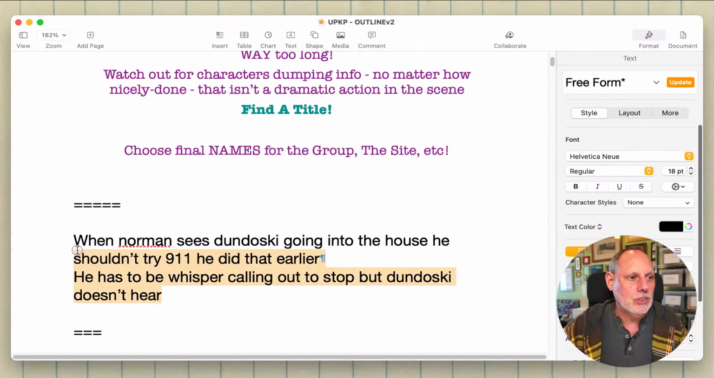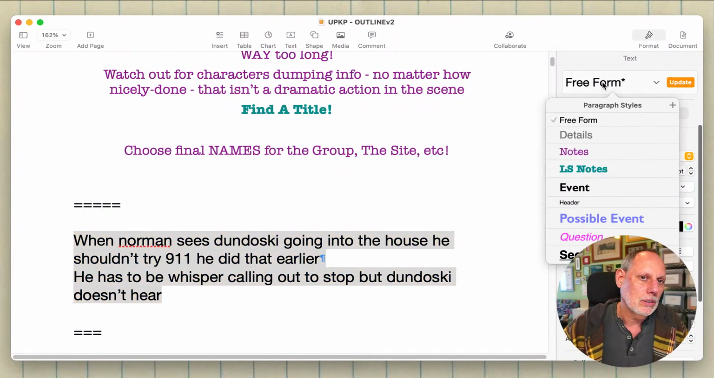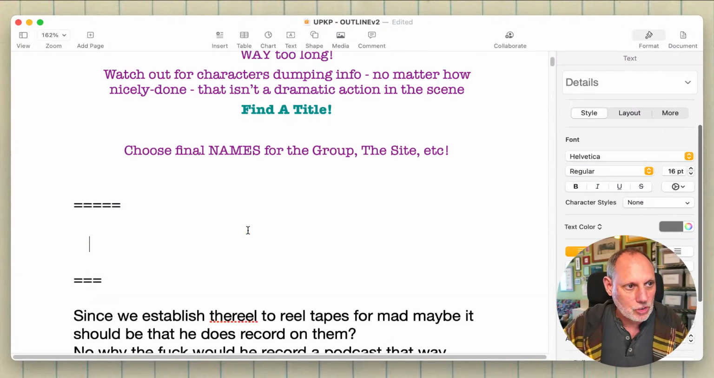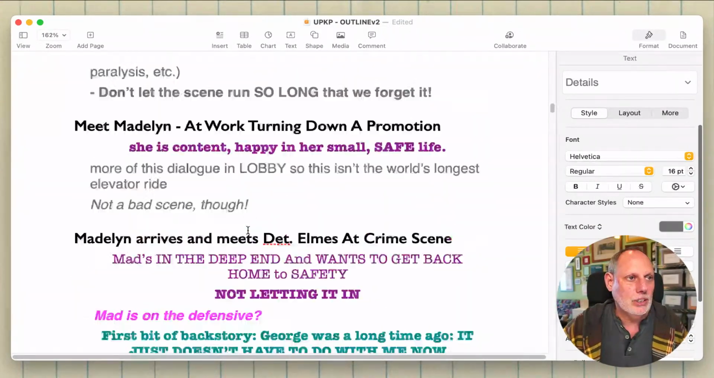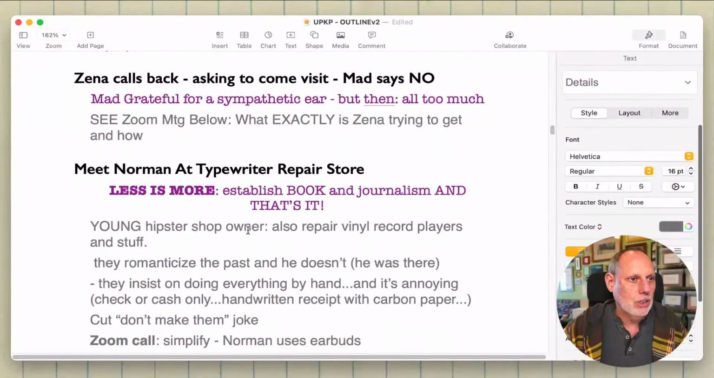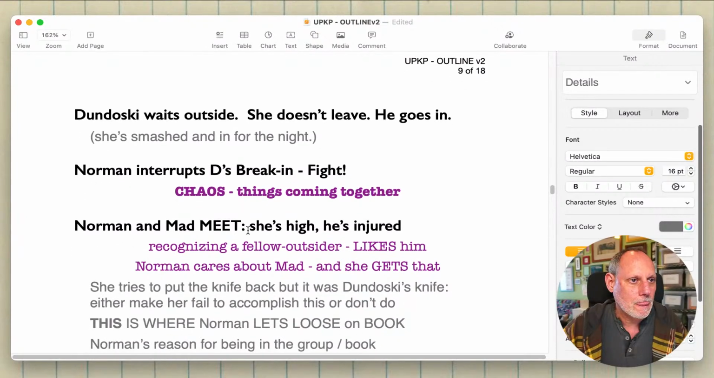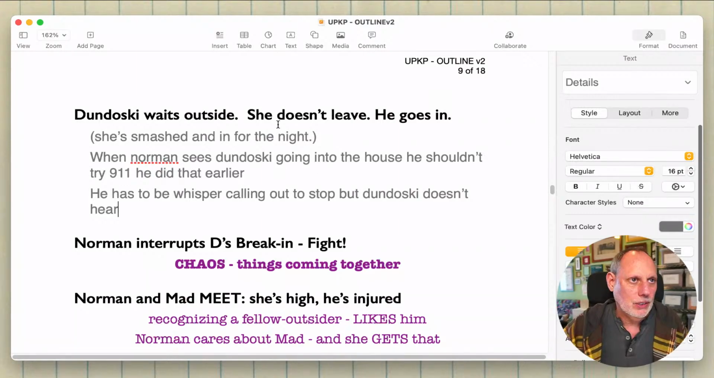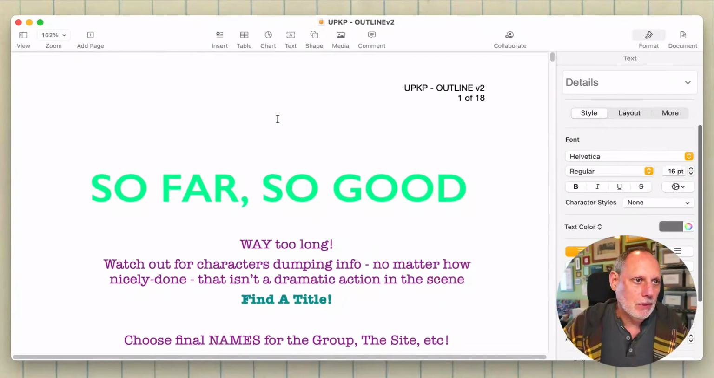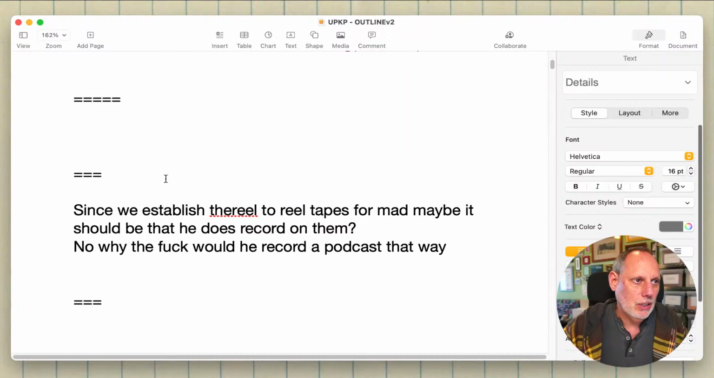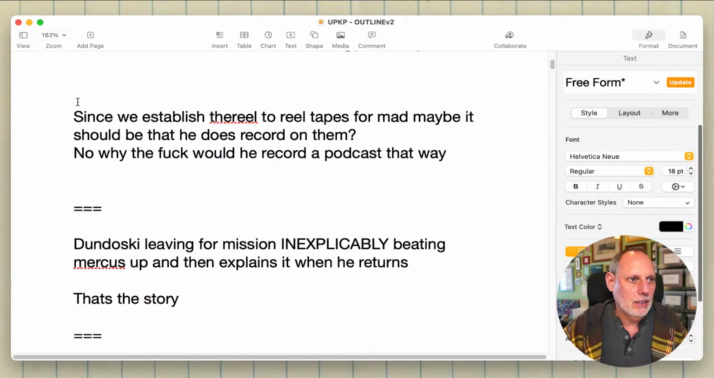So I'm just taking these notes. Okay, this is just when Norman sees Dundowski. So I'm going to find that scene, which is way down here. Then I'm going to go back up, get my notes, and cut these notes.